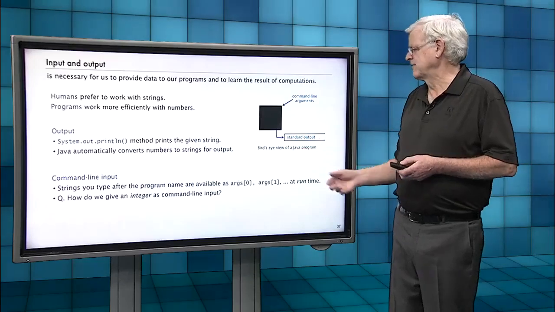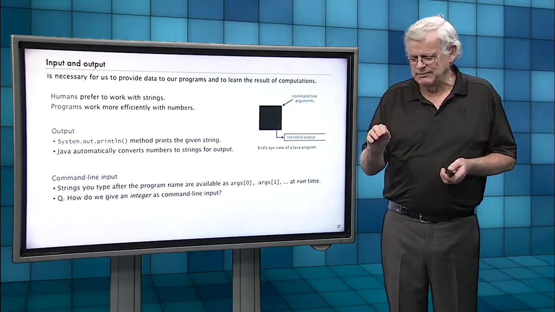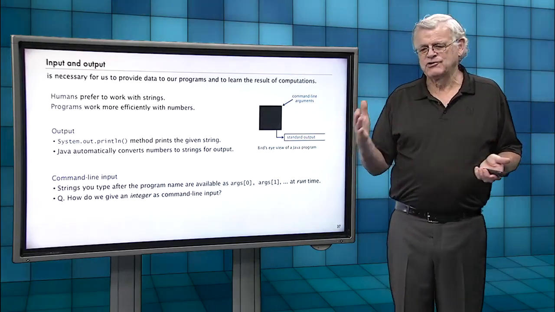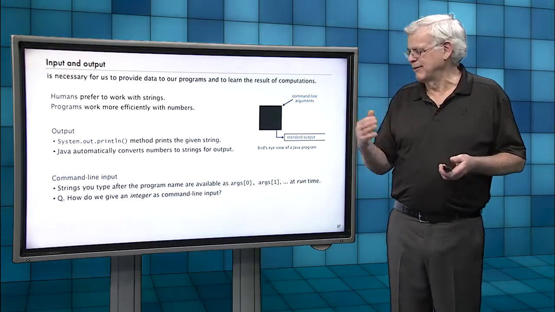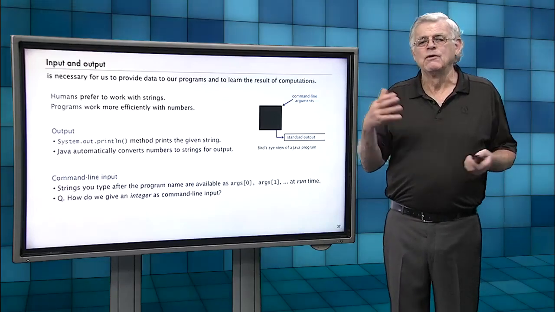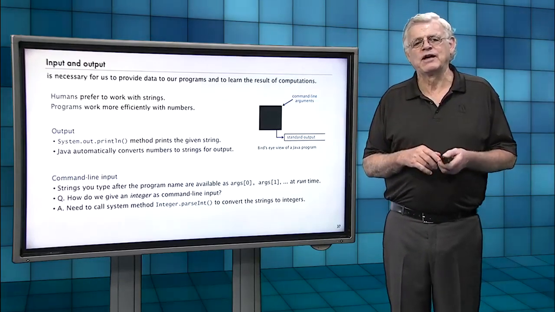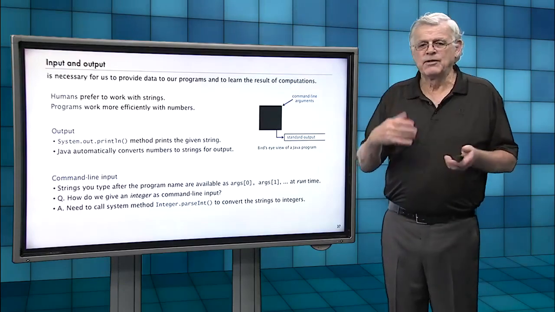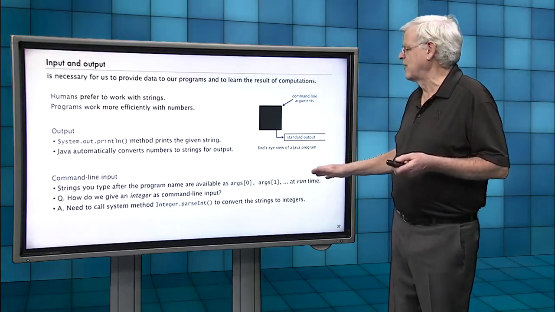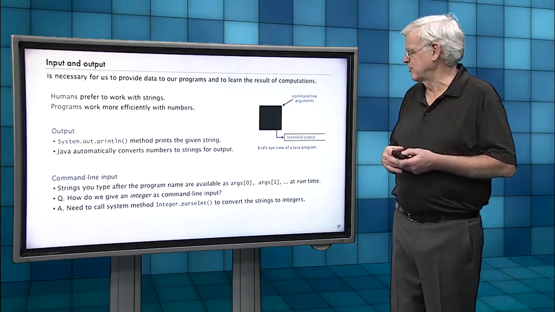Those things that we type are strings because we're typing them. How does Java know if we type 1234 whether we mean the string 1234 or the integer 1234? Well, there's a system method that converts that, and we'll look at the use of that in just a second.